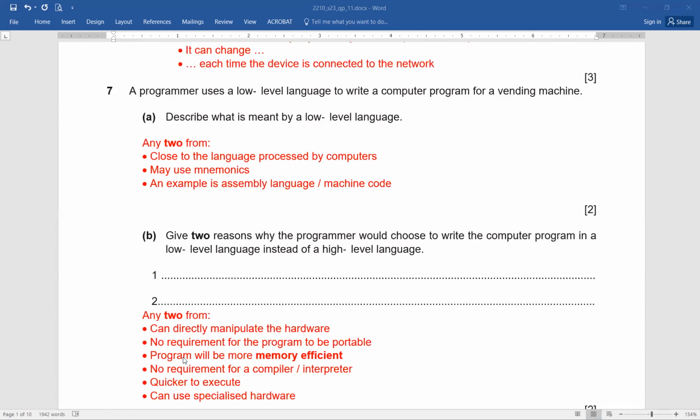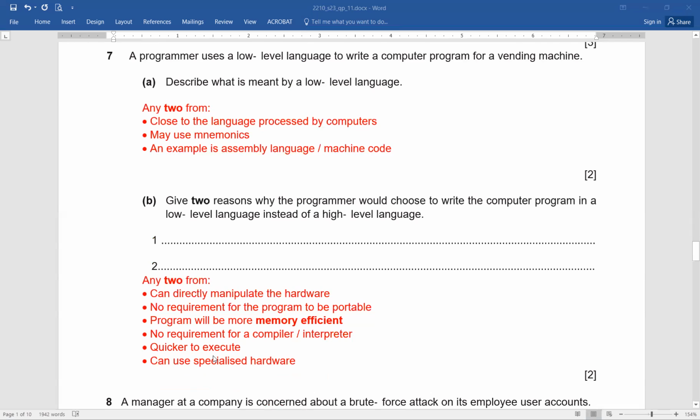Okay, now give 2 reasons why the programmer would choose to write the computer program in a low-level language instead of a high-level language. Still, there are some reasons why programmers prefer to write programs in a low-level language. Any two are being asked, so you can write down any two from here: can directly manipulate the hardware, I mean, hardware is directly accessible. No requirement for the program to be portable. It's non-portable. The program will be more memory efficient. Very important thing, it's going to be memory efficient. No requirement for a compiler or interpreter.